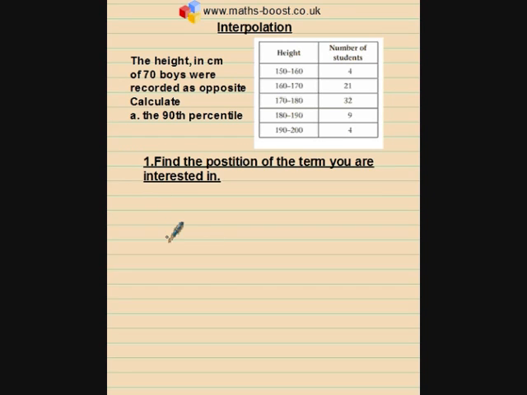Step 1 is to find the position of the term that we're interested in. So it's the 90th percentile, or P90. So this is going to be 90% of the 70 pieces of data. So it's the 63rd piece of data or term that we're interested in.